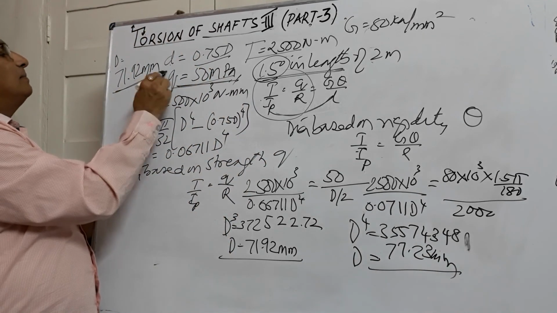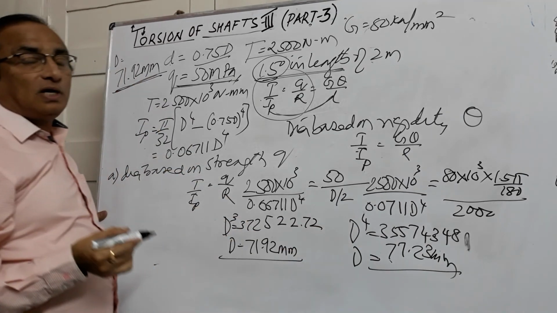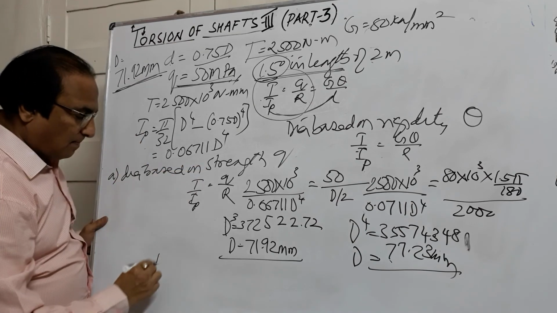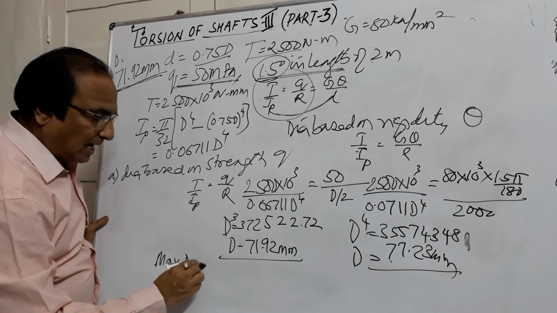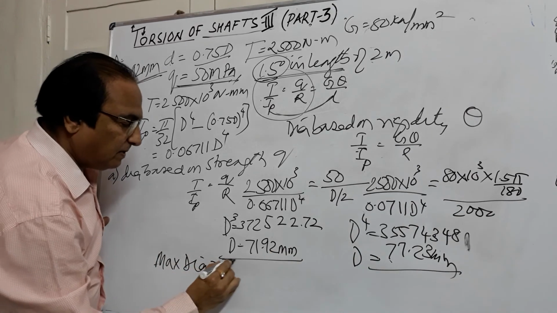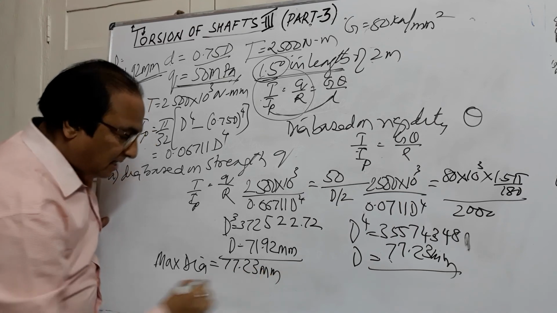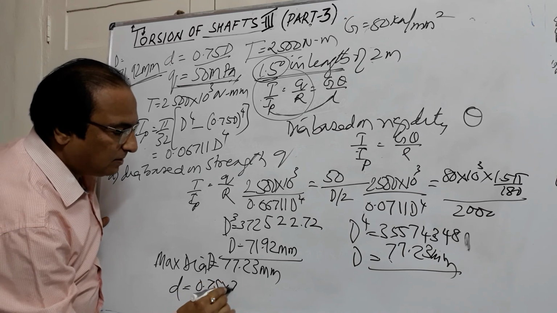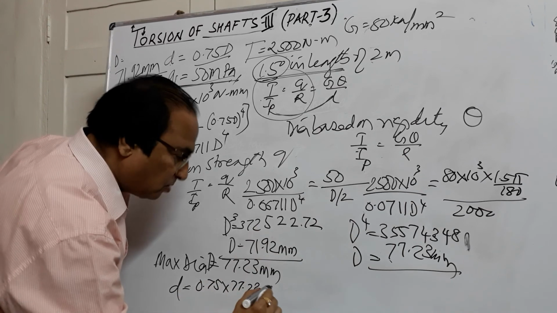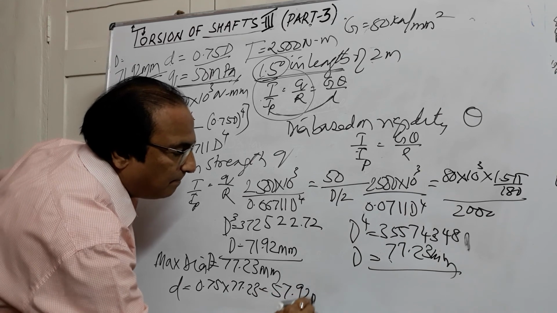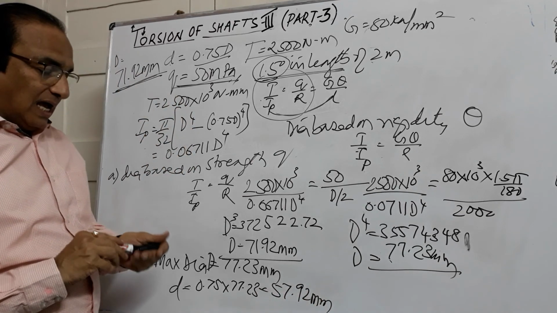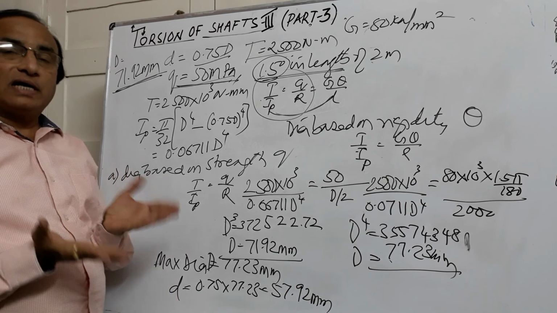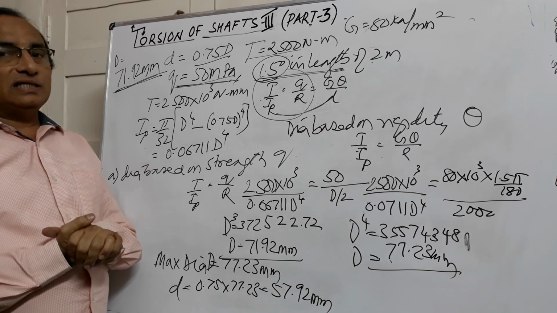So this is the diameter based upon shear and this is the diameter based upon the twist. Whichever is the greater diameter, that we will have to take into account. So the maximum diameter we have to take, and the external diameter here is 77.23 mm and the internal diameter d will be equal to 0.75 times 77.23, and this value will be equal to 57.92 mm. So like this, you have to find out the diameter based upon the shear stress and based upon the angle of twist, and whichever gives the greater diameter is to be chosen for the design purpose.